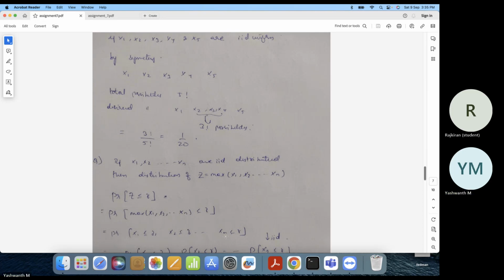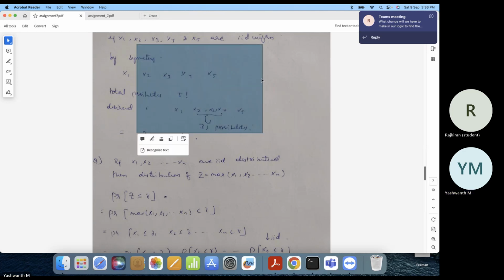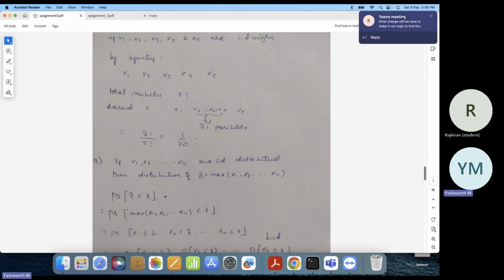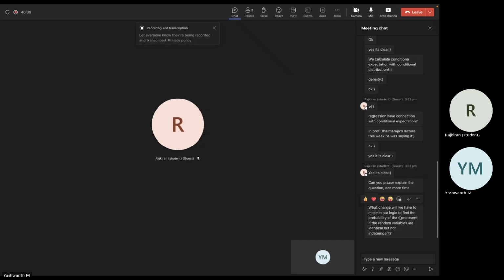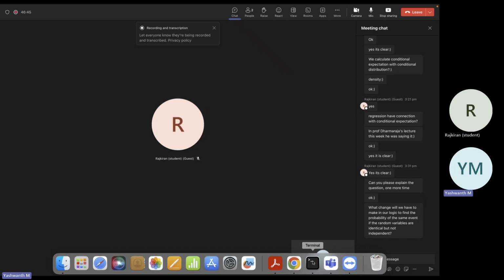Okay. I know it is a bit confusing, but yeah, you can take some time to do this. I'll figure out a proper, axiomatic way of what change we will have to do. What is the same? Identical but not independent. Hmm. So basically, this factorial argument itself arises from the fact that they are identical.